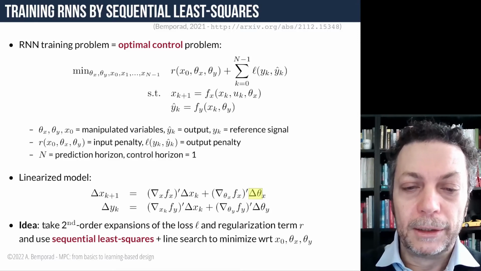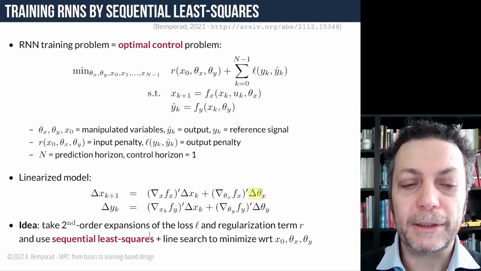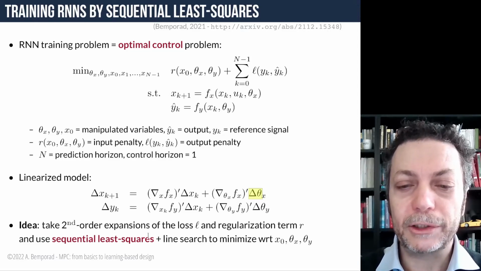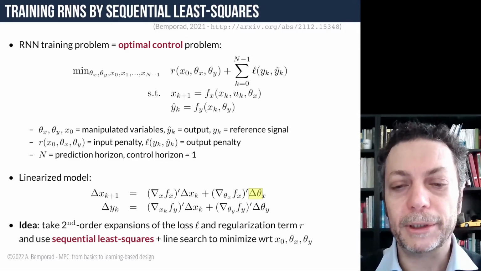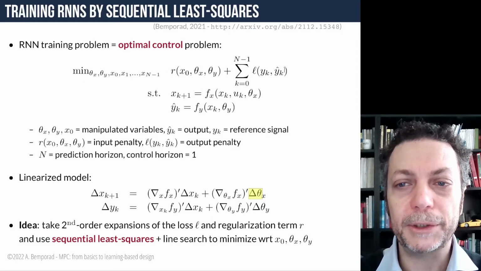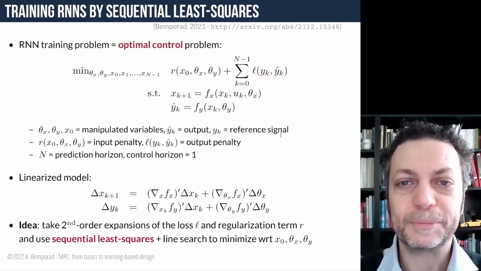And so with this linearized model, and by taking second order Taylor expansions of the loss function and of the regularization term, you can formulate an approximation of this problem by means of least squares, and then run this process sequentially, as we've seen before for nonlinear MPC, by also doing a line search to make sure that your total loss decreases from one least squares iteration to the next.